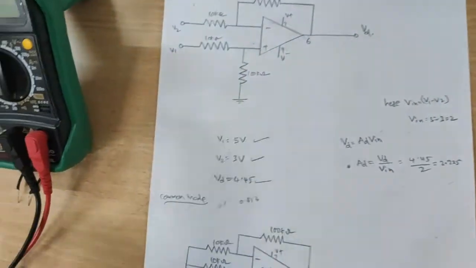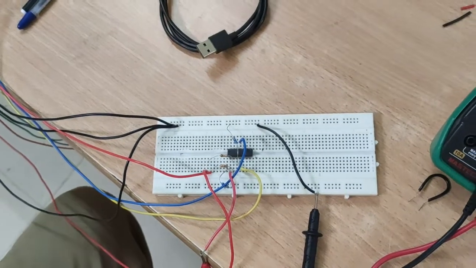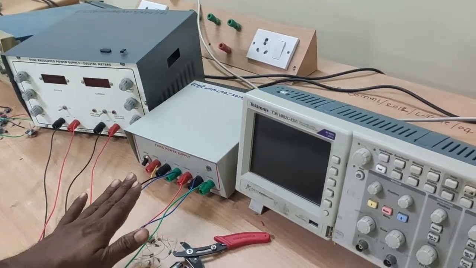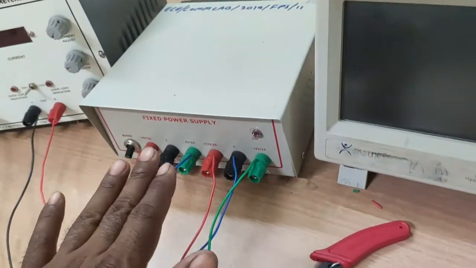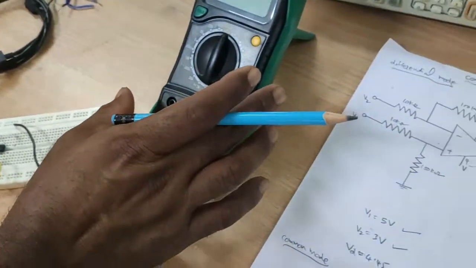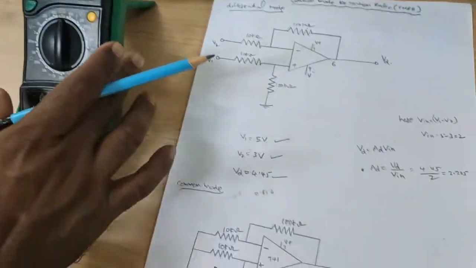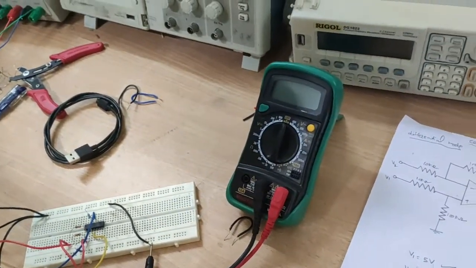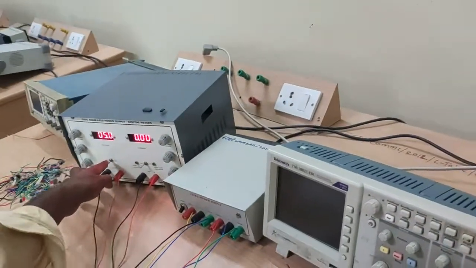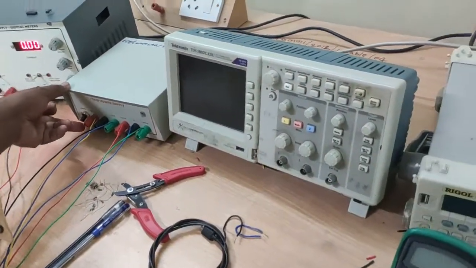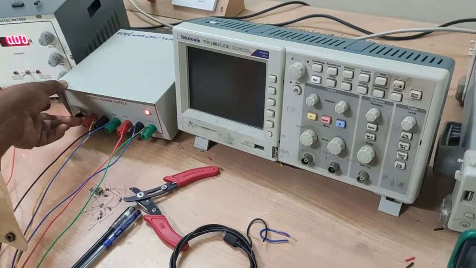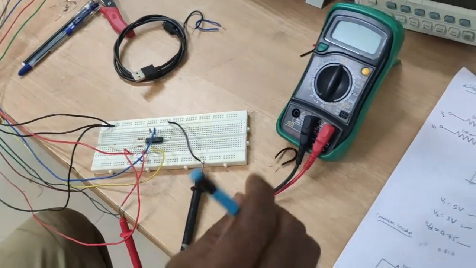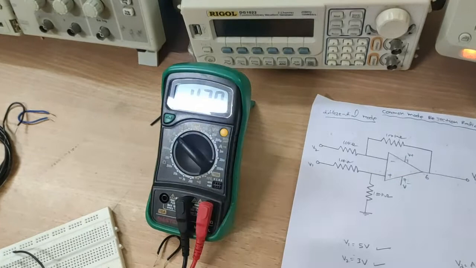The same circuit is connected on the breadboard. Here V1 and V2 are taken from the dual regulator power supply, and VCC and VEE are given from the fixed power supply. The output is observed through a multimeter. Next, switch on the power supply. First give the input: V1 is 5 volts and V2 is 3 volts. Next switch on the fixed power supply, that is plus VCC and minus VCC, VCC and VEE. Then switch on the multimeter.